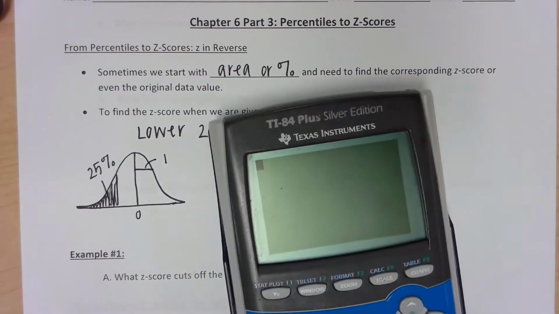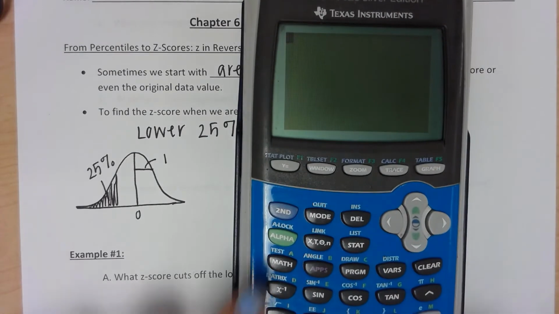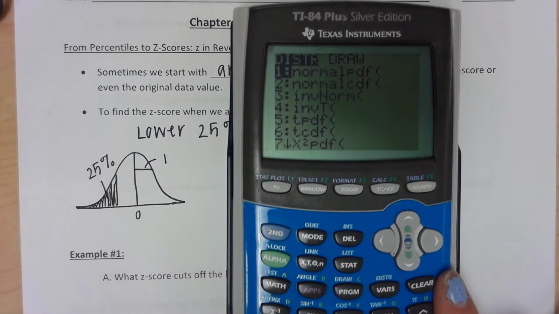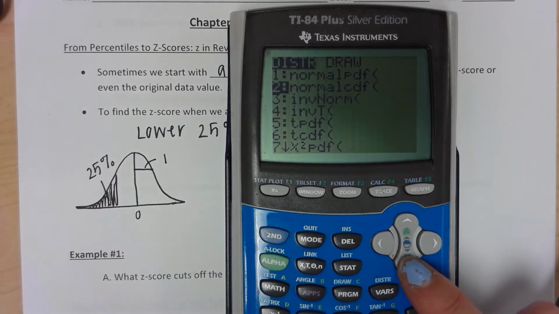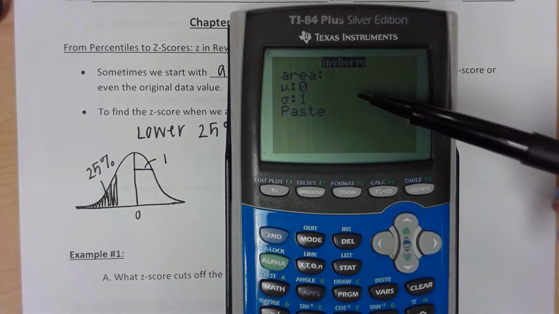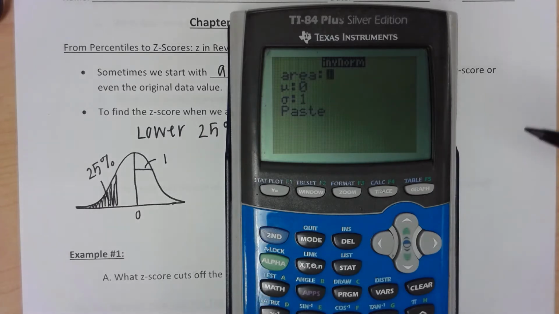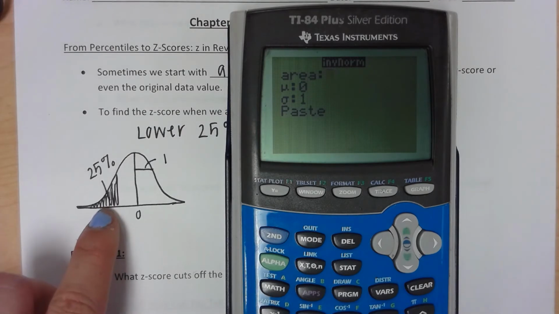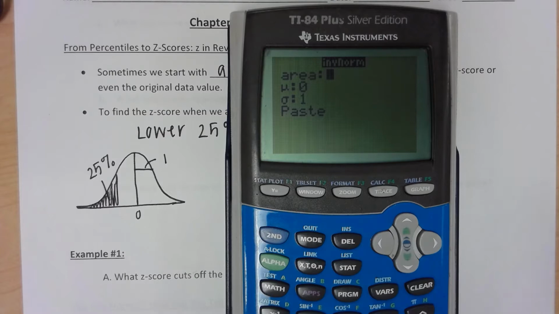In our calculator, what we're going to do is press second vars. And we went down to normal CDF yesterday. Today, since we're doing the opposite or the inverse, we're going to go down to number 3 where it says inverse norm. Now your calculator asks you for the area first. Although your calculator is very smart, it can only calculate areas going to the left. I'm looking for the 25th percentile to the left, so I can type in 0.25. My mean and standard deviation should again stay 0 and 1.